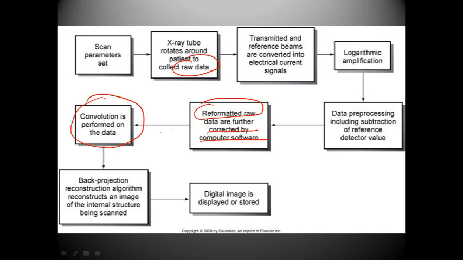And then after everything is done and the images have been reconstructed and volume rendered, the image then has to be displayed and stored. And so, as we can see, there's a lot of processes that have to go on for each CT scan.